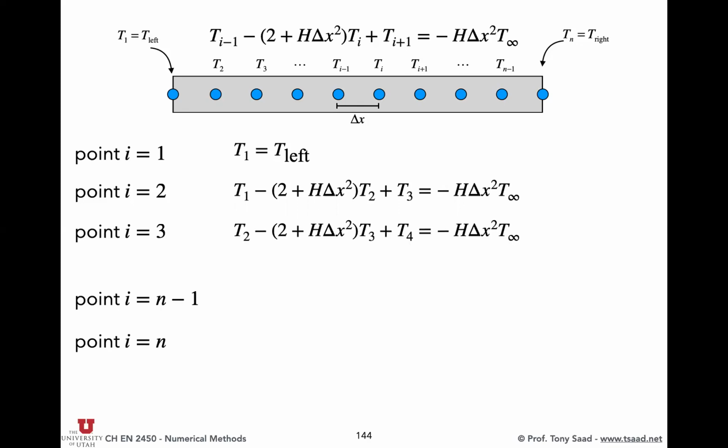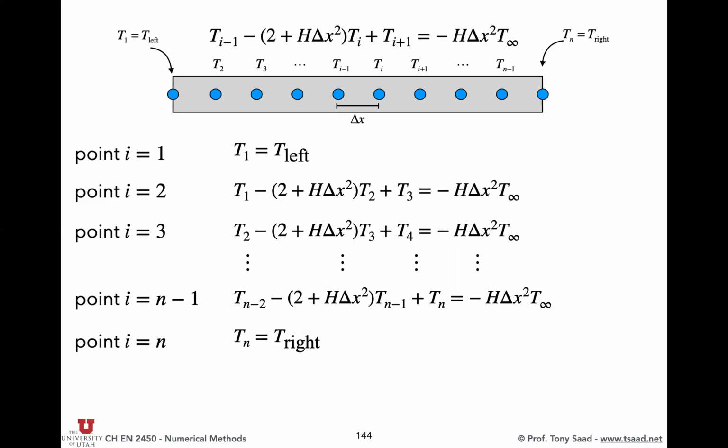Then at point 3, you get the relation between T2, which is Ti minus 1, and T3 and T4, and so on, all the way to the before-last point, n minus 1. So you get a relation between n minus 2, n minus 1, and n. And finally, at the last point, Tn is equal to T right, which is also given to you.